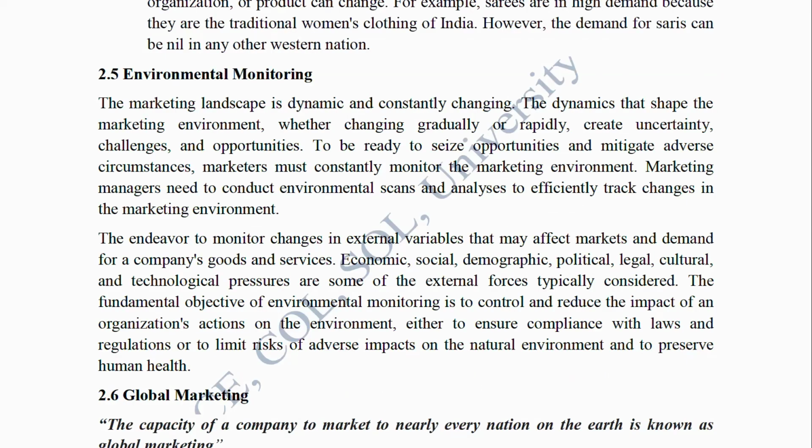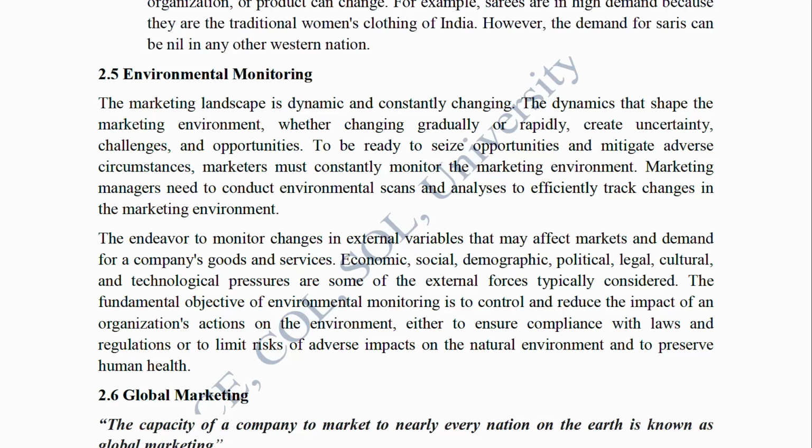2.5 Environmental Monitoring. The marketing landscape is dynamic and constantly changing. The dynamics that shape the marketing environment, whether changing gradually or rapidly, create uncertainty, challenges, and opportunities. To be ready to seize opportunities and mitigate adverse circumstances, marketers must constantly monitor the marketing environment. Marketing managers need to conduct environmental scans and analysis to efficiently track changes in the marketing environment.